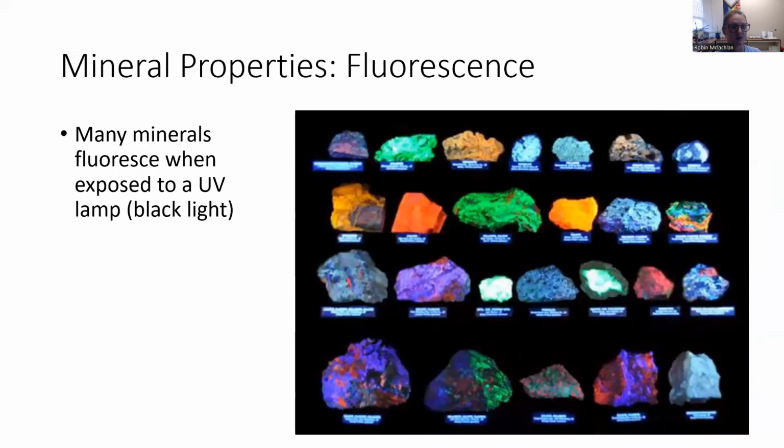Next up, many minerals fluoresce when exposed to UV light, like a black light. If you've ever been to a museum and they have a mineral room, often in the back corner, you'll be able to go into this dark room and they'll turn on the black lights, and it's almost like you're in like a 70s trip, right? Minerals can have such cool fluorescence. For example, sulfur glows bright yellow under a UV light.